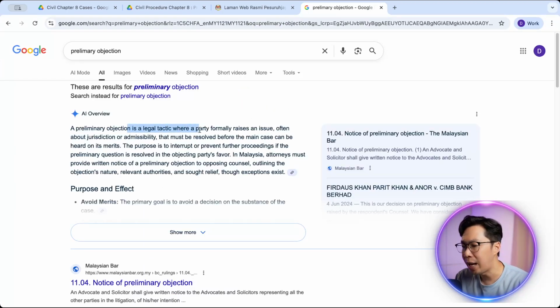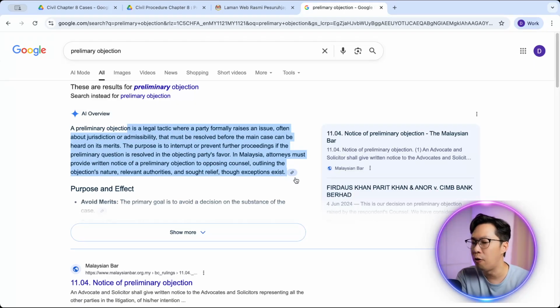Okay, a legal tactic where a party formally raises an issue, often about jurisdiction or admissibility, that must be resolved before the main case can be heard. So you are normally not allowed to raise a preliminary objection during the trial. Because if you realize that the other party did it wrongly, didn't do it properly, you should raise it immediately with him and give him time to remedy it.